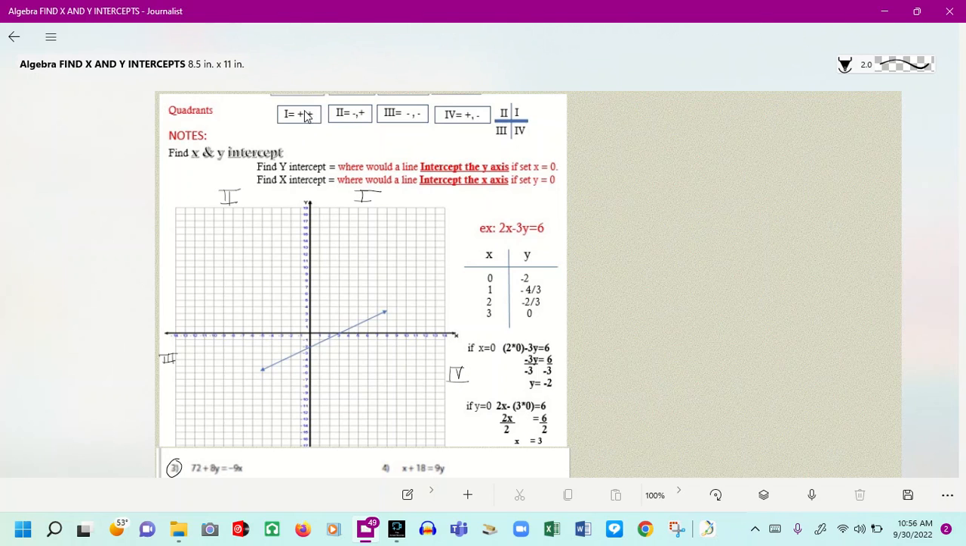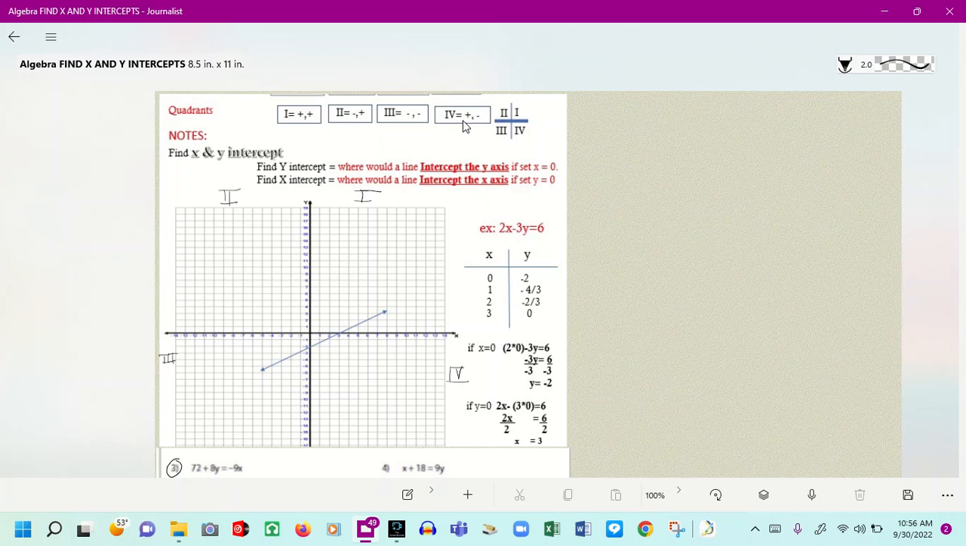What we know about quadrant 1, the y is positive and the x is positive. So we have positive, positive for quadrant 1. Quadrant 2, the y is positive, but the x is negative. We have negative for x and positive for y. Quadrant 3, the x is negative and the y is negative. So for quadrant 3, they're negative and negative. Quadrant 4, the x is positive, but the y is negative. So we have positive and negative.